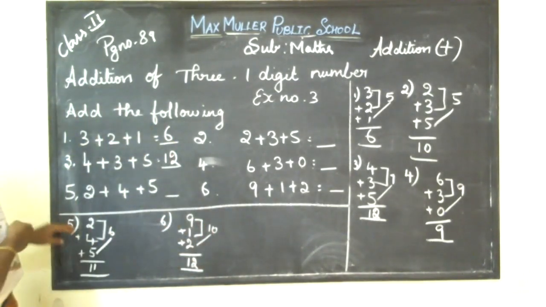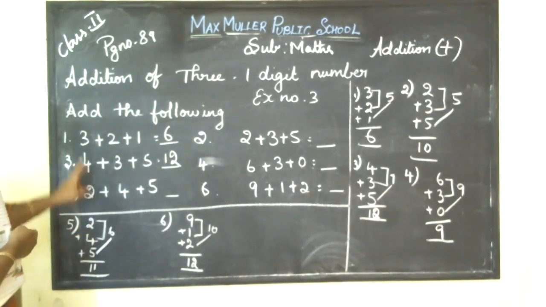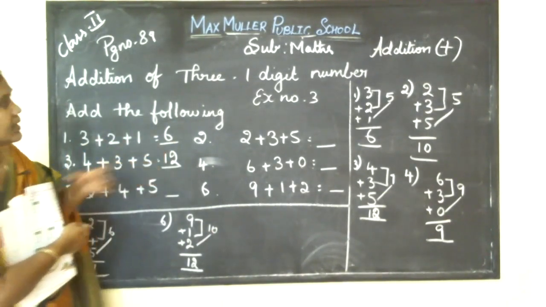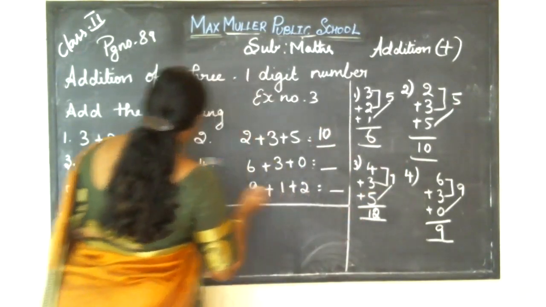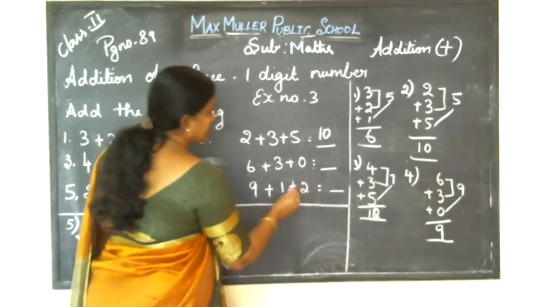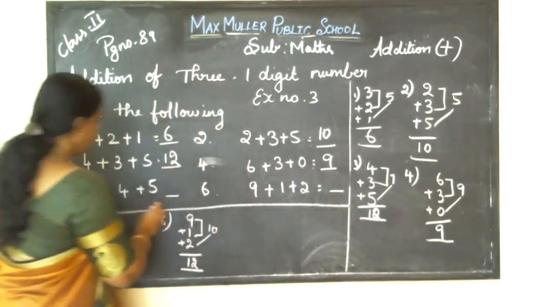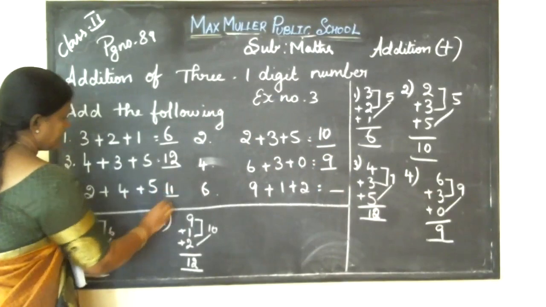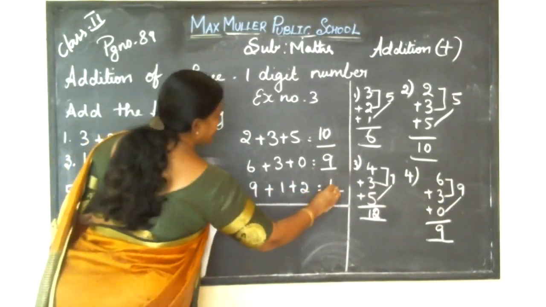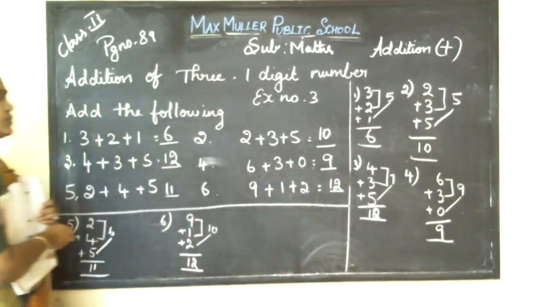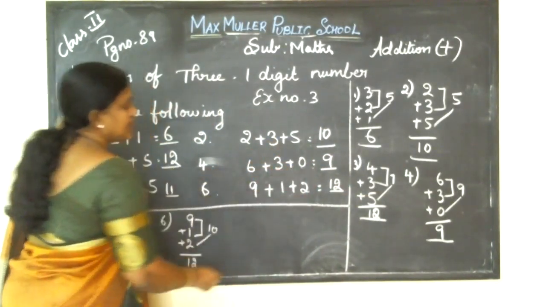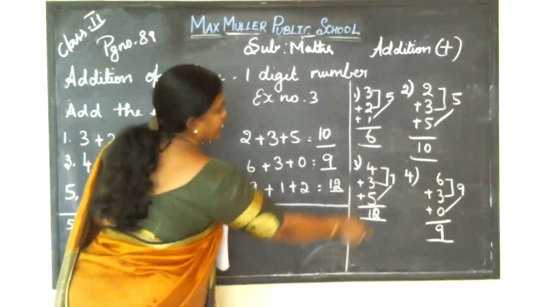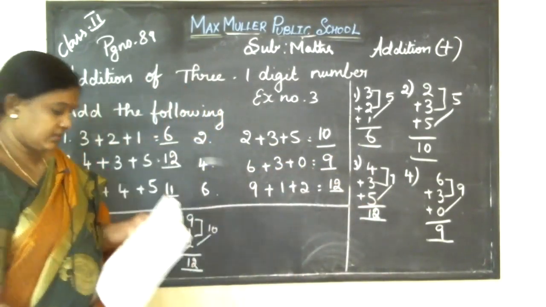Understood, children? Like that you want to do in the rough note. But the answers: first one, what is the answer? 6. For second one, you will write 10. Third one, 12. Fourth one, 9. Fifth one, 11. Sixth one, 12. Understood, children? Only these numbers you want to write in the textbook. This and all you want to do in the rough note.